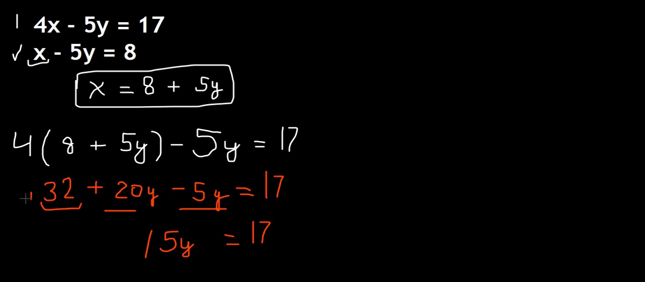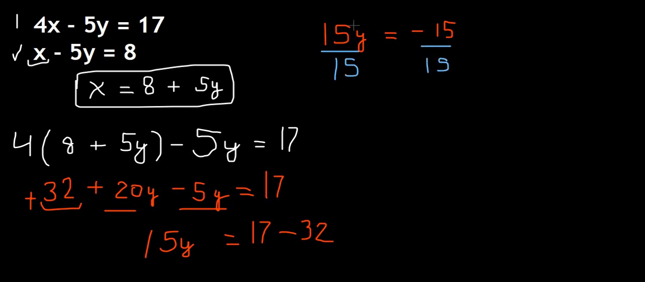Now the positive 32 will shift towards 17, and now the 17 is no more alone. So now 15y is equal to minus 15. Now what we have to do is divide both of the sides by 15, and then cancel. And then y is equal to minus 1.